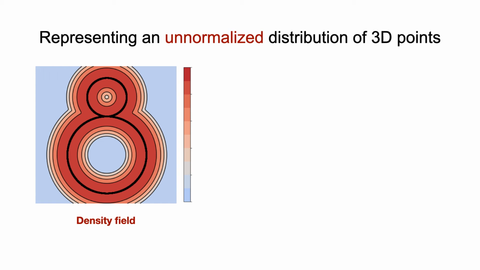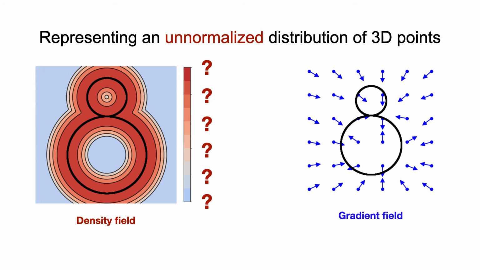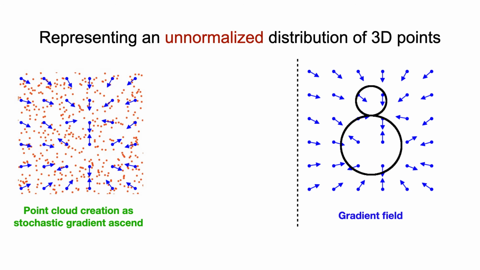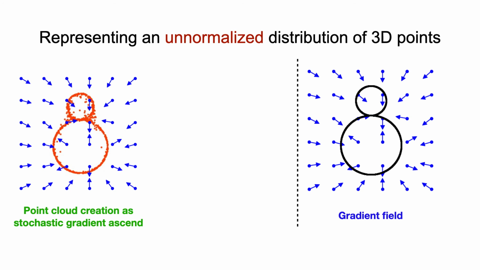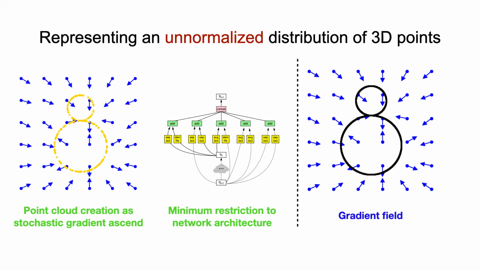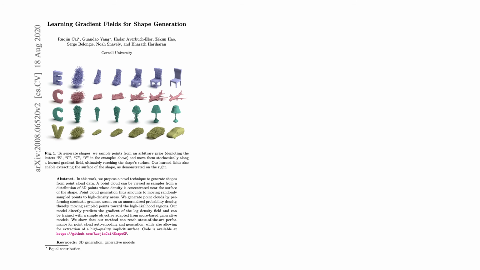How to best parameterize an unnormalized distribution? Outputting directly the density is confusing since the scale is unspecified. So we predict the gradient field of the density instead. There are many advantages doing so. First, it allows us to sample point clouds easily. Creating a point cloud amounts to performing stochastic gradient ascent along the gradient direction. Second, it imposes minimal restriction on network architecture. We explore this idea in our ECCV paper, Learning Gradient Fields for Shape Generation.